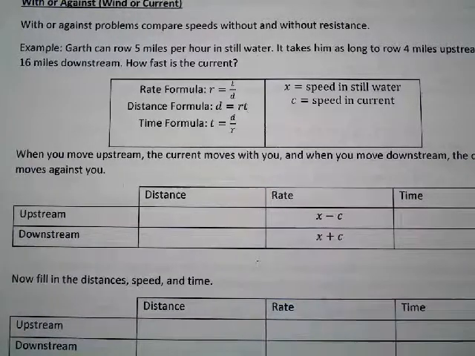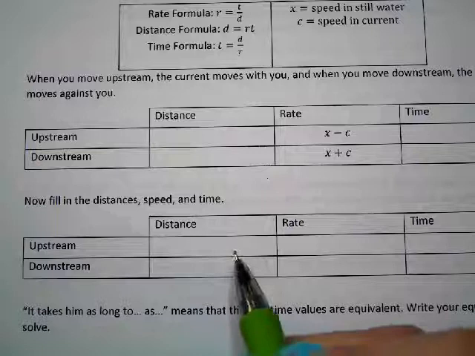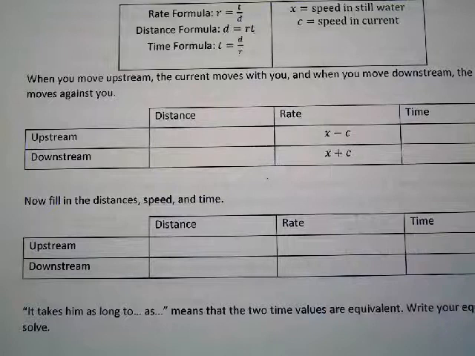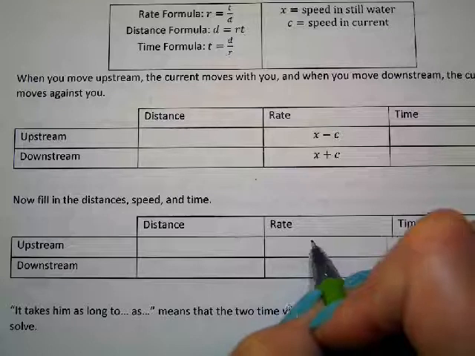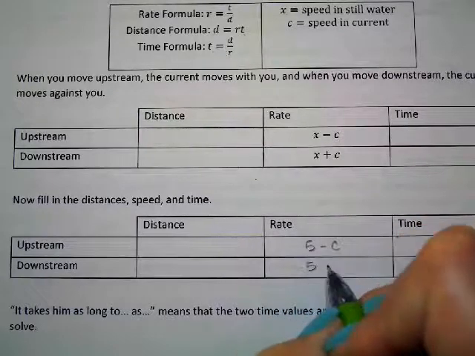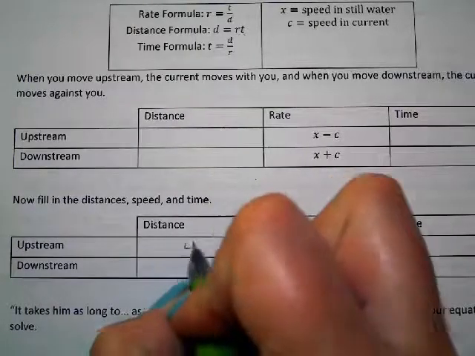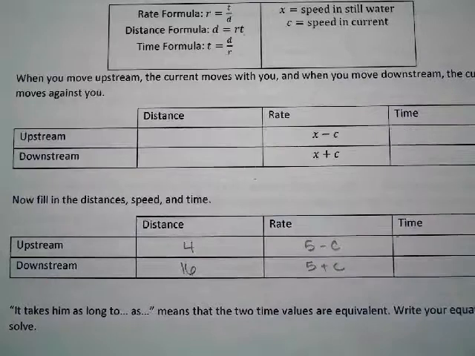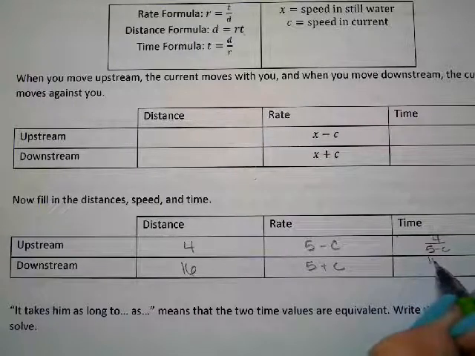All right. So for this problem, we have our speed in still water, which was 5. So our x is going to be 5. So we're going to have 5 minus c, 5 plus c. The distance upstream was 4. The distance downstream was 16. And then the formula for time is distance divided by rate. So we're going to say 4 divided by 5 minus c, 16 divided by 5 plus c.